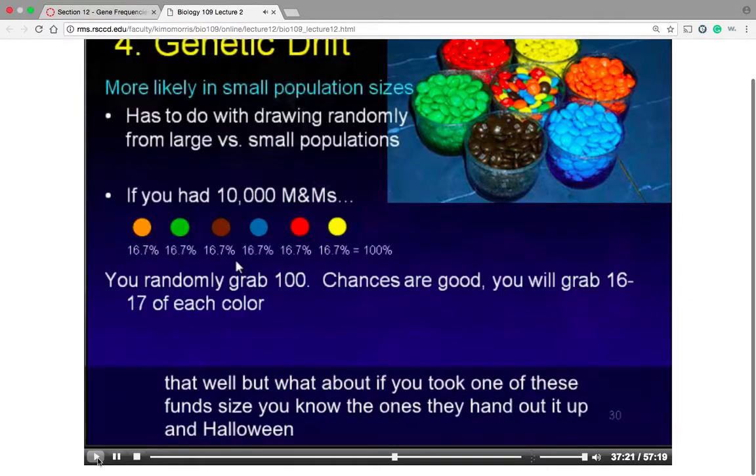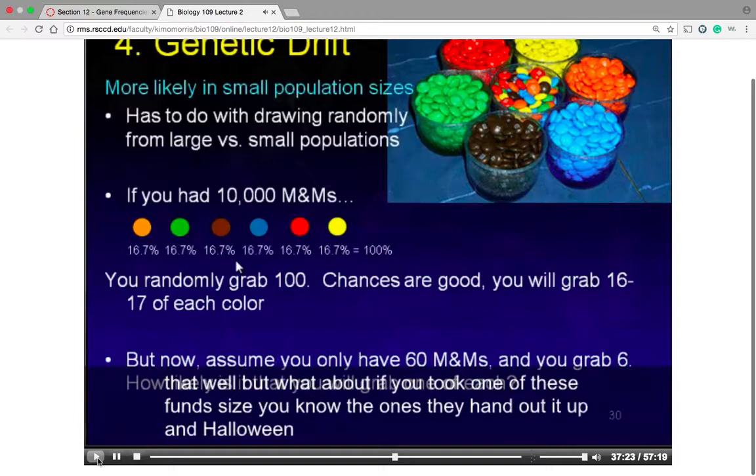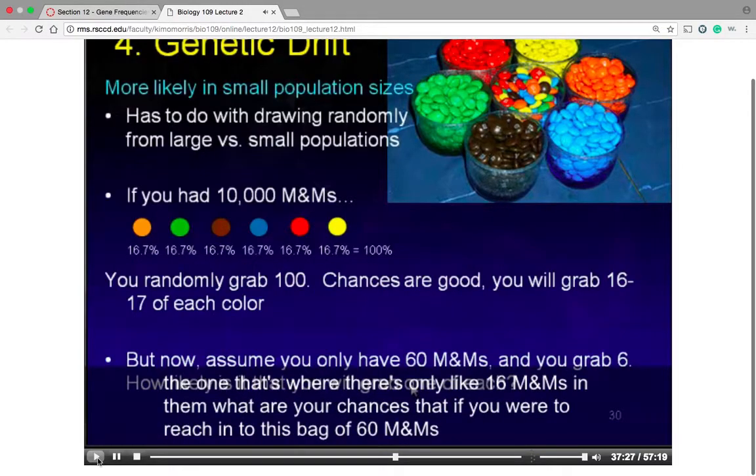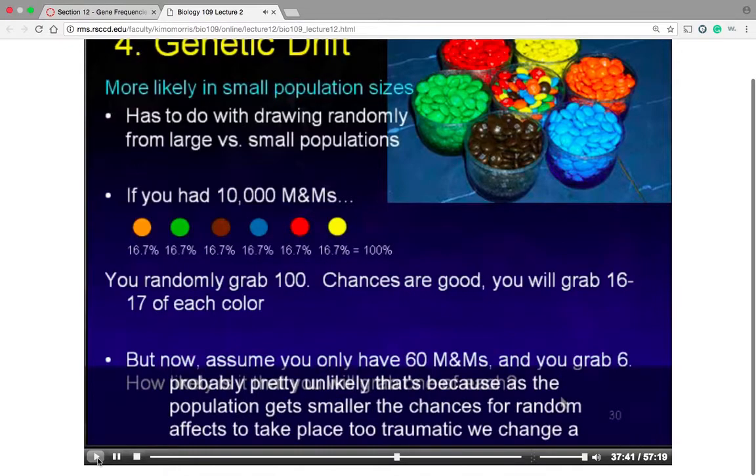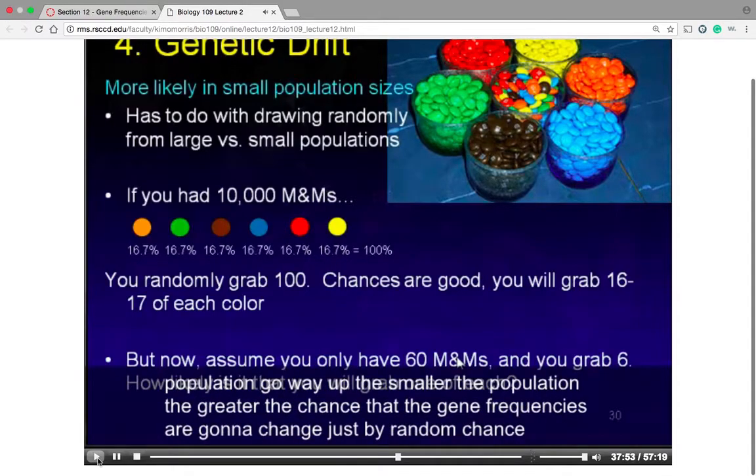Well, but what about if you took one of these fun size, the ones that they hand out at Halloween, where there's only like 60 M&Ms in them? What are your chances that if you were to reach into this bag of 60 M&Ms and you grab just 6 of them, how likely is it that you would grab one of each color? Probably pretty unlikely. That's because as the population gets smaller, the chances for random effects to take place to dramatically change a population go way up.